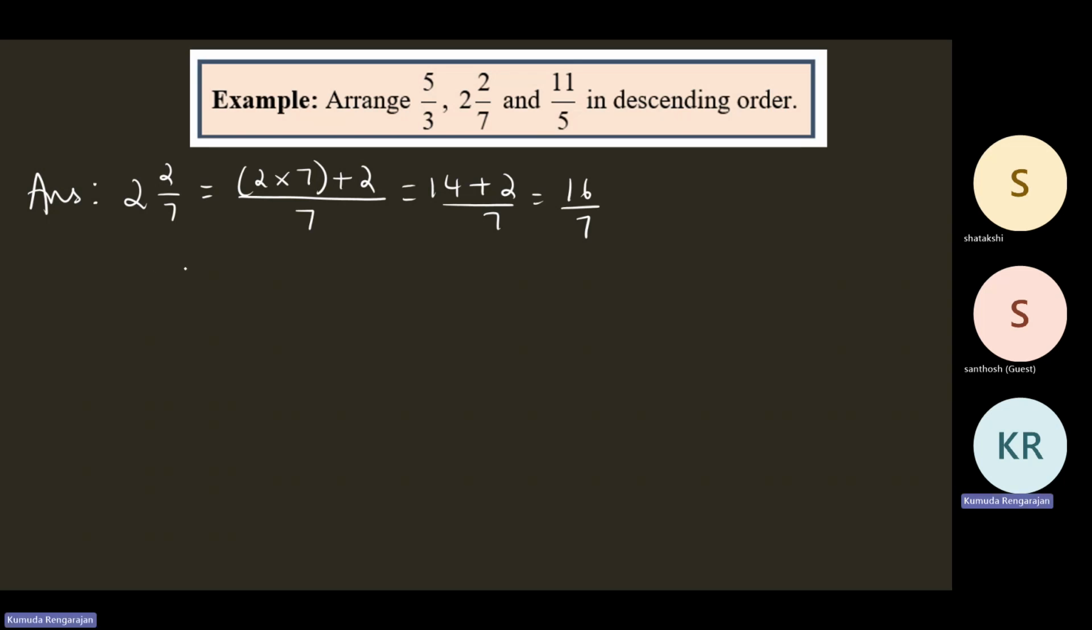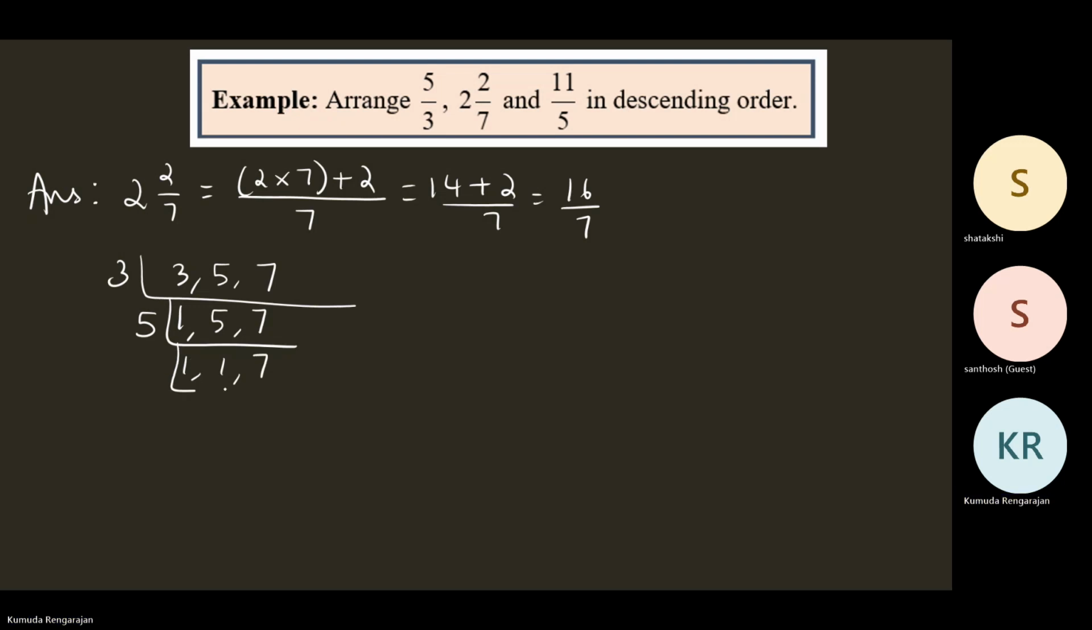So we need to find the LCM of the denominators, correct? We need to find the LCM of the denominators. So the denominators are 3, 7, and 5. You can write it as 3, 5, and 7 also. So 3, 5, 7.